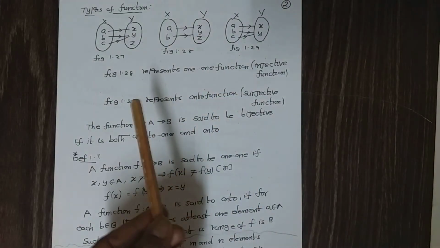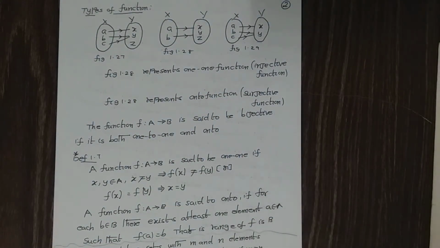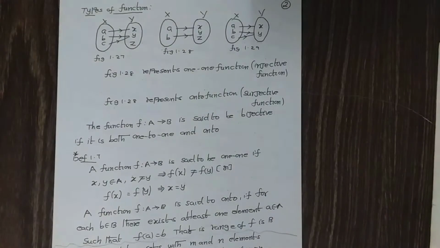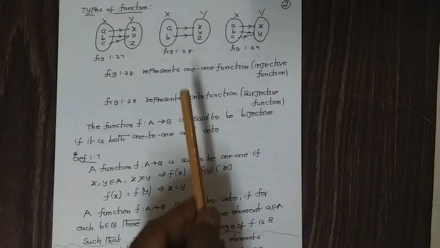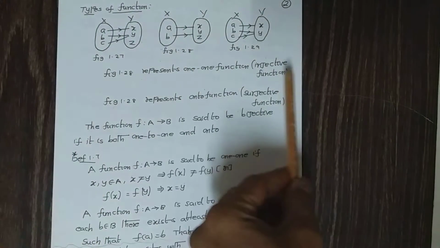So one to one, one to one. So it is also known as injective function. Remember it like an injection. Okay, injection, remember it that way. Injective function. Another name for one to one function is injective function. Okay, next. Now, so figure 1.28 represents an injective function.